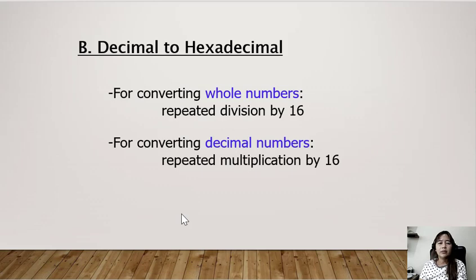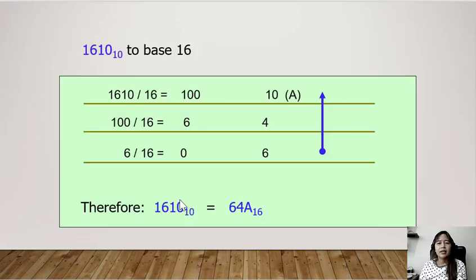Alright, so the next one is we're going to learn how to convert decimal to hexadecimal. Just like the other videos that I have mentioned for other forms, you need to convert it by dividing the number by 16 for the whole numbers and repeatedly multiplying it by 16 for decimal numbers. So let's start off with 1610 in decimal form, convert it to hexadecimal.